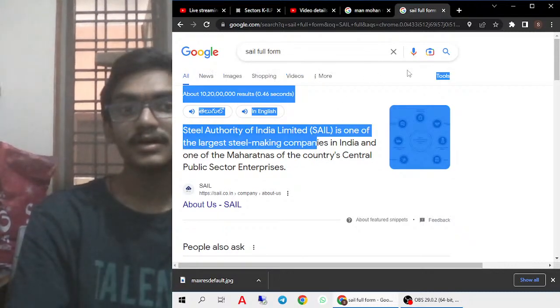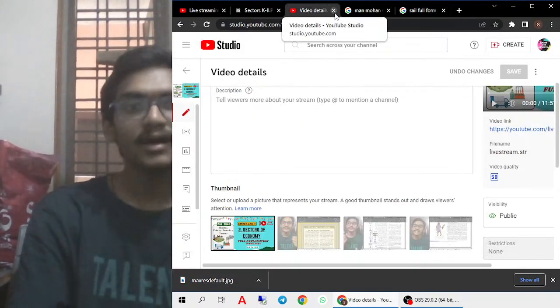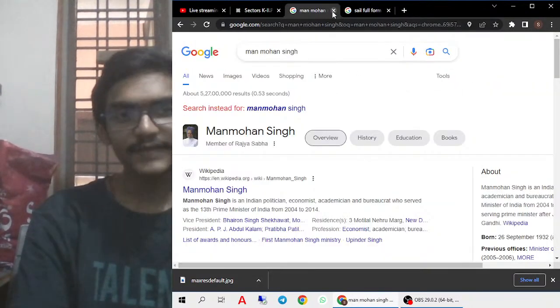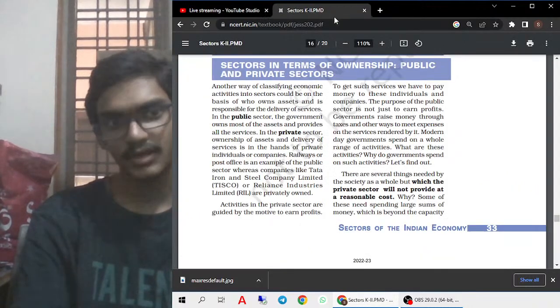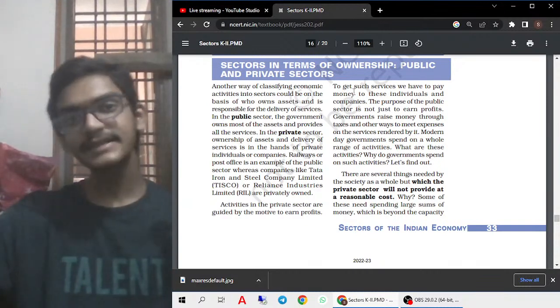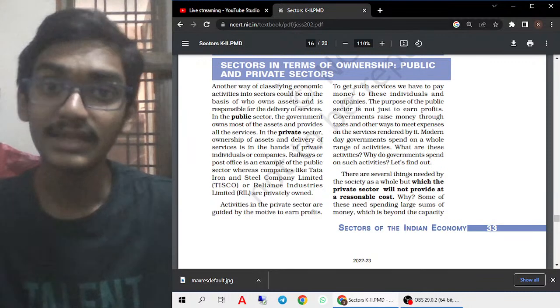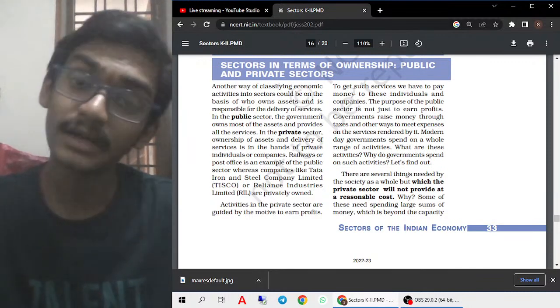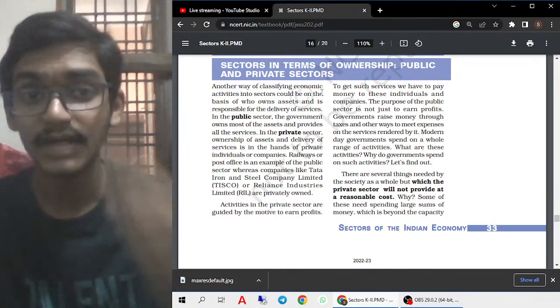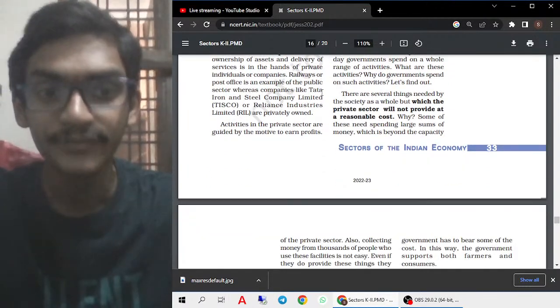Why will the government keep some companies under its control, and why will it not keep some companies under its control? For example, if you see electricity, if the private sector keeps electricity under its control, then they will demand very high profits, and they will take very high profits from the government also.